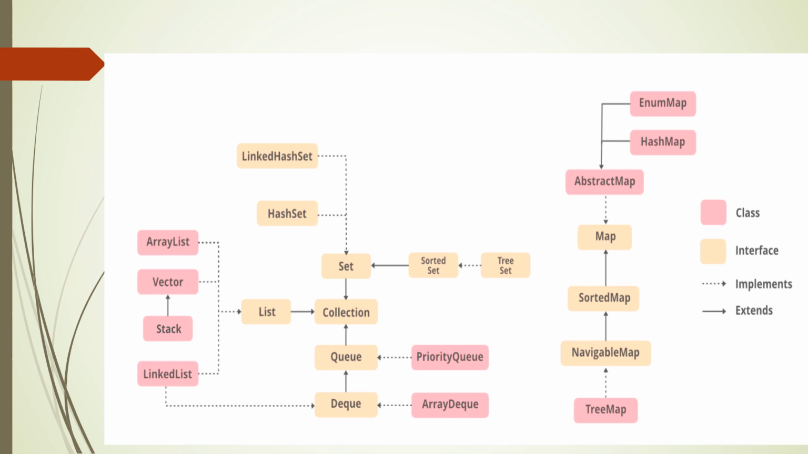This is the flow chart based on the array list and the linked list. The rose colored boxes are classes and the orange colored boxes are interfaces. Here interfaces play a vital role in both the linked list and the array list. The dotted arrows indicate implements and the solid arrows indicate extends. Here I am going to explain the flow charts.